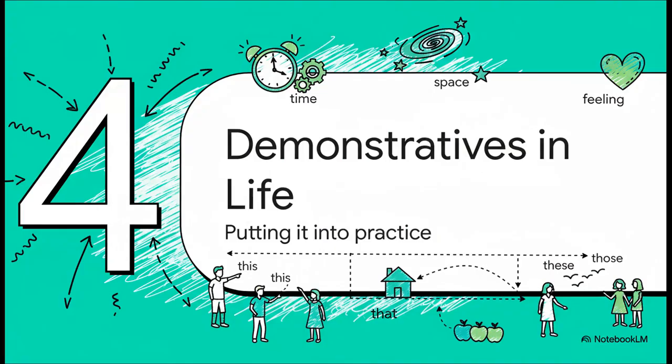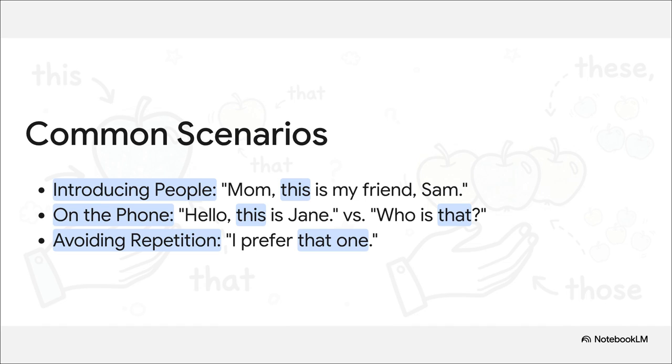Okay, so we've got the whole concept down now. Number and distance, whether it's in space, in time, or even in our feelings. So let's check out how these words pop up in a few really common everyday situations. For example, when you introduce someone, you're bringing them physically close, into your little circle. So you always say, "Mom, this is my friend Sam." When you're on the phone, you are the here in the conversation. So you say, "Hello, this is Jane." And you might use that one to talk about a different option to avoid repeating yourself. Like, "I don't want this shirt. I think I like that one over there better."